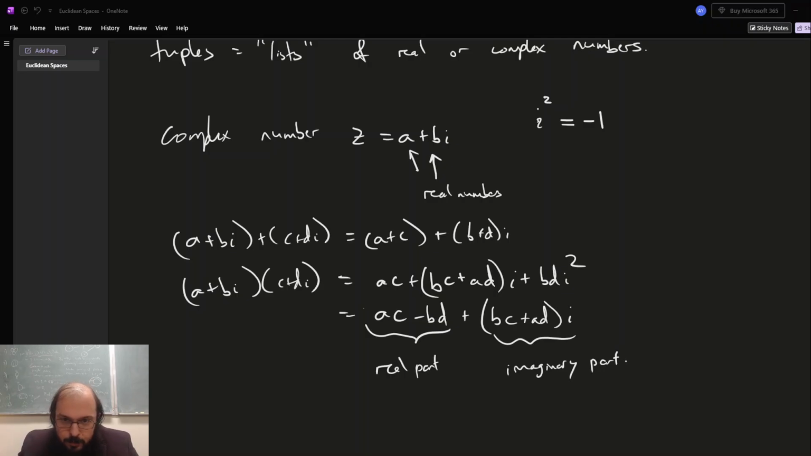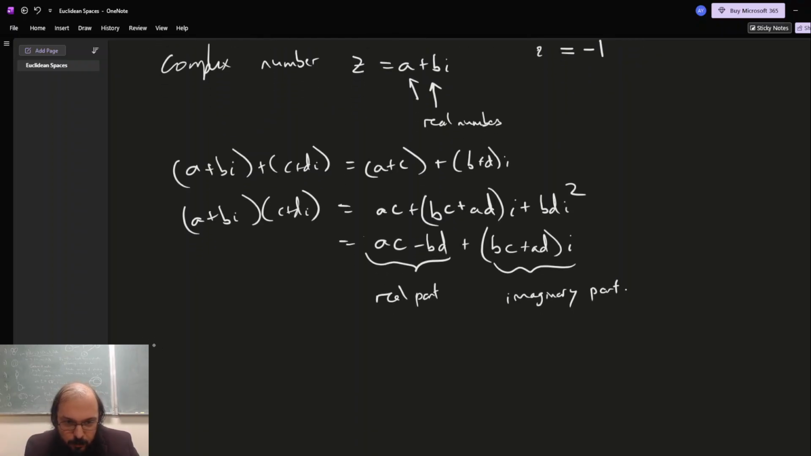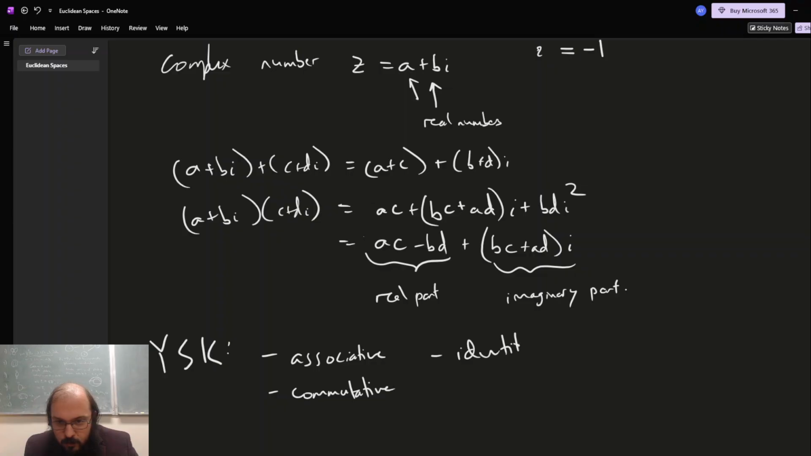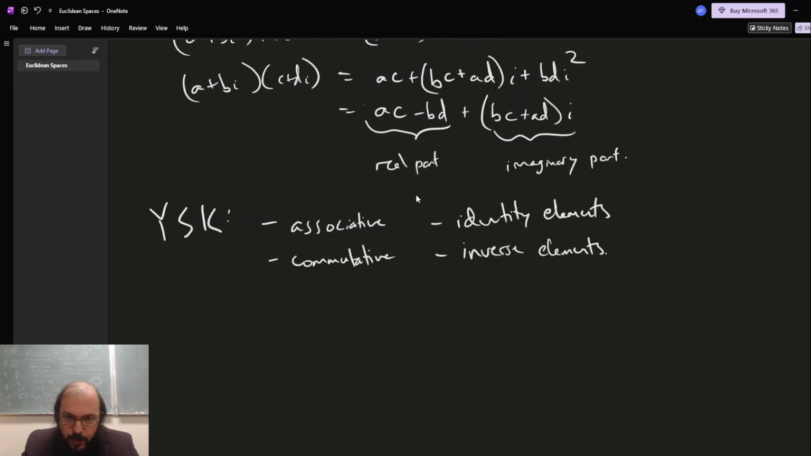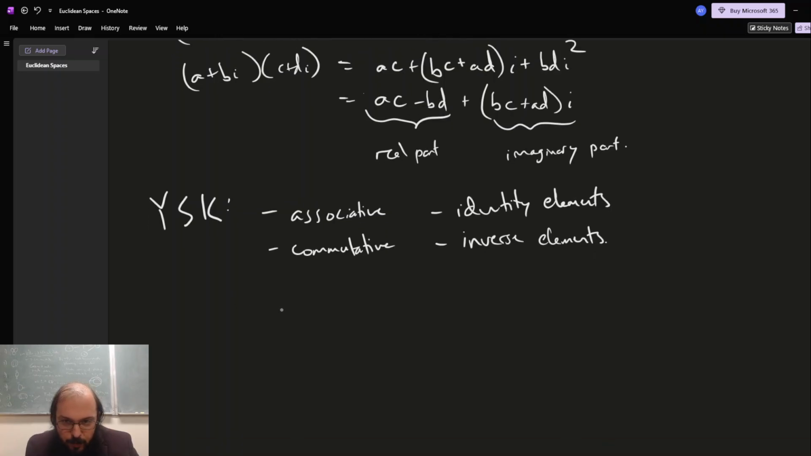Okay. For our purposes, we're going to be assuming a whole bunch of familiar things about complex arithmetic. I'm just going to write, you should know that these things are associative and commutative, and they have identity elements, namely 0 and 1, and they have inverses. You may have forgotten how the multiplicative inverse of a complex number works. I'm sure you know the additive inverse just by flipping the signs.